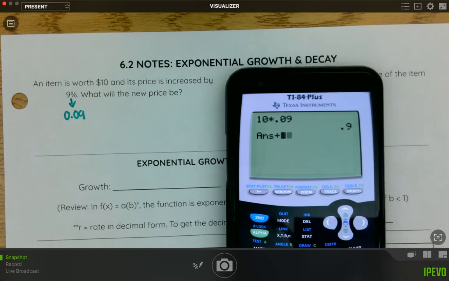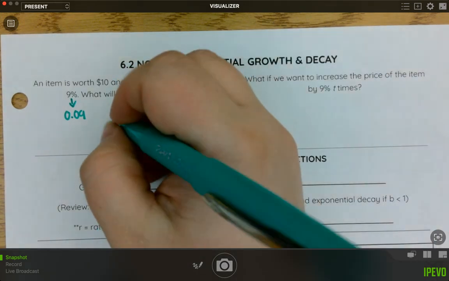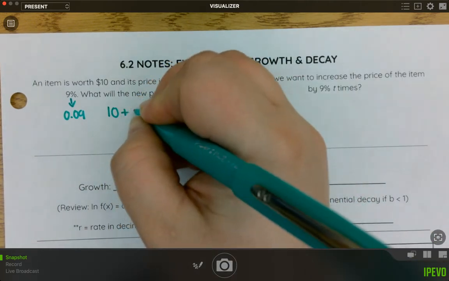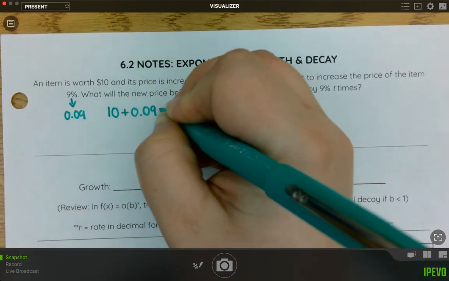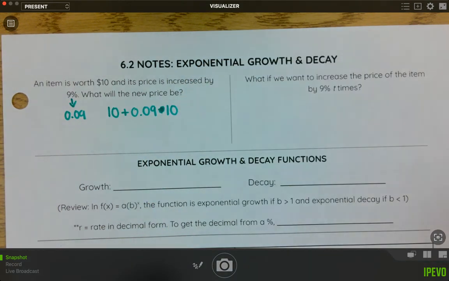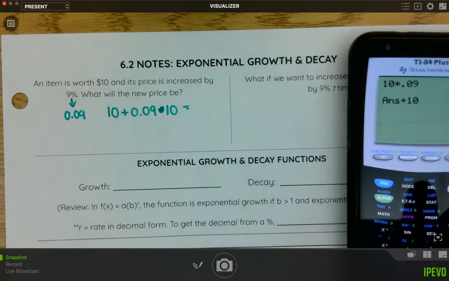So we have to add the total back in. Okay, so basically you're taking the $10 and you are adding 9% of that $10 multiplication. Okay, and you end up getting $10.90.